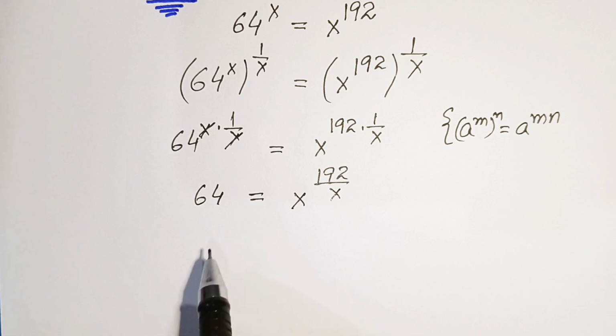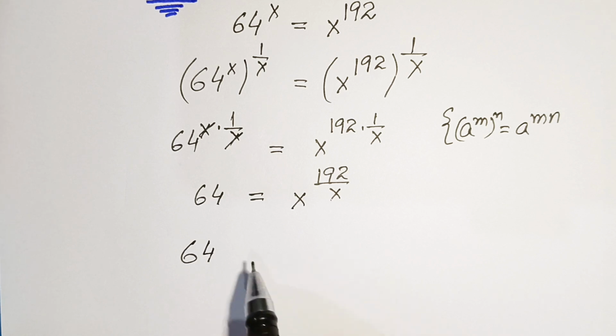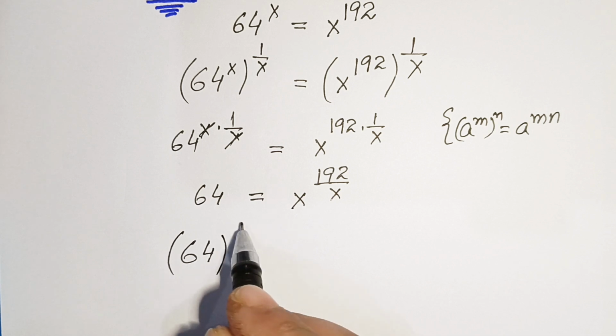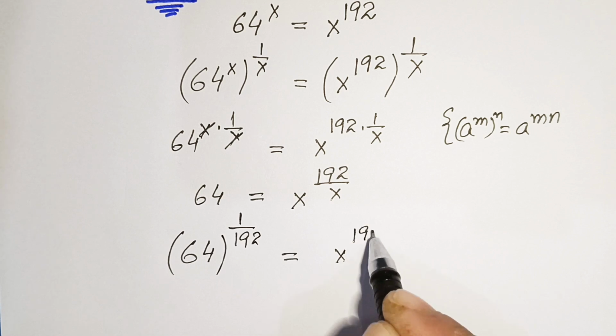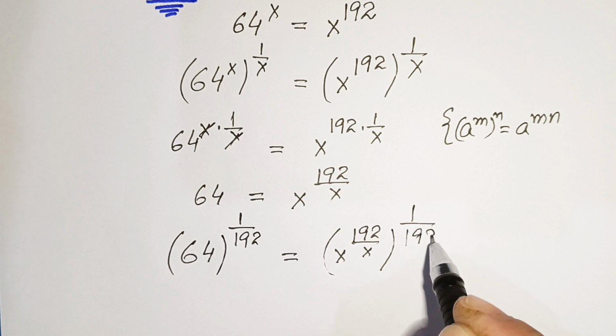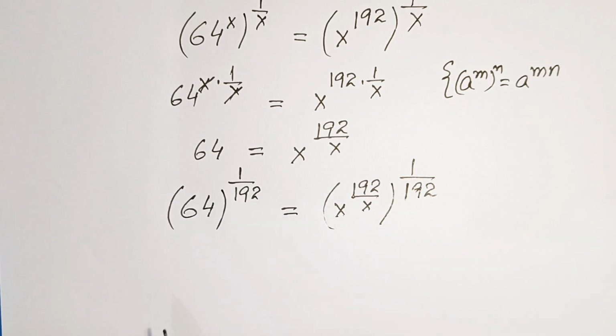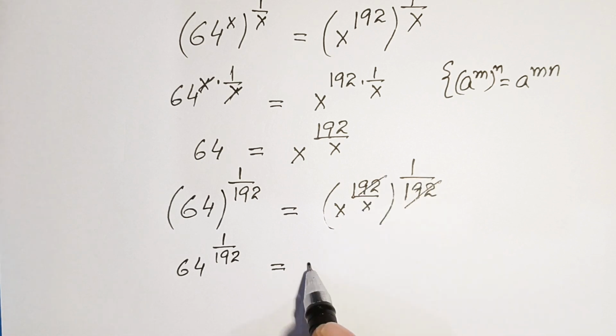So here if we just take 1 over 192 as a power on both hand sides, we get 64 to the power 1 over 192, which is equal to x to the power 192 over x whole to the power 1 over 192. So our next step is, cancelling this 192 with 192, we get x to the power 1 over x.